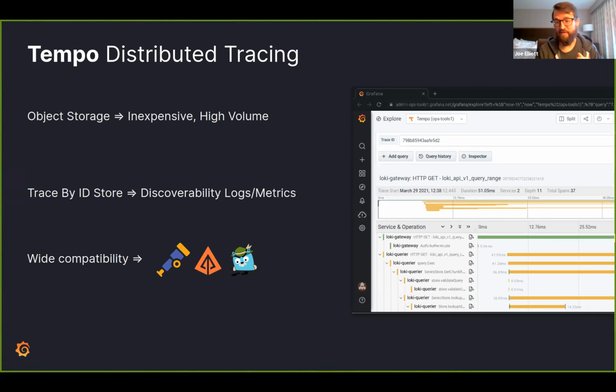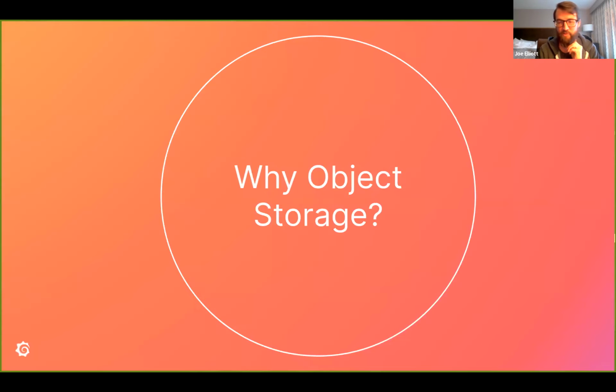Sampling is a big part of distributed tracing because of the sheer amount of data it generates. And one of the goals of Tempo is to downsample as little as possible, possibly none, because you're saving so much money by putting things in object storage. So why? Why object storage?